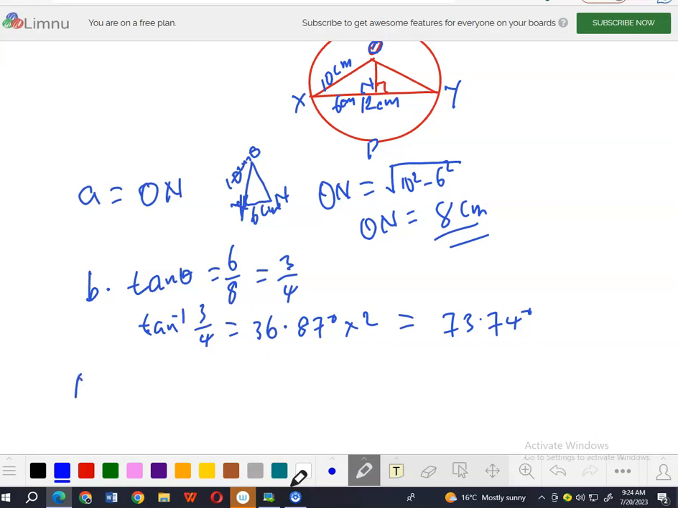So now that you have the bigger angle, you can find the area of the sector OXPY. So the area of that sector OXPY is therefore going to be, let me use red, 73.74, the angle of the bigger triangle, divided by 360 degrees, multiplied by pi.